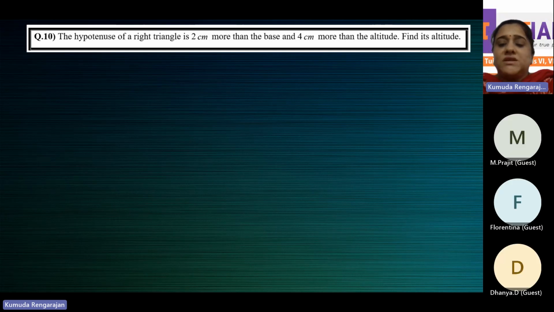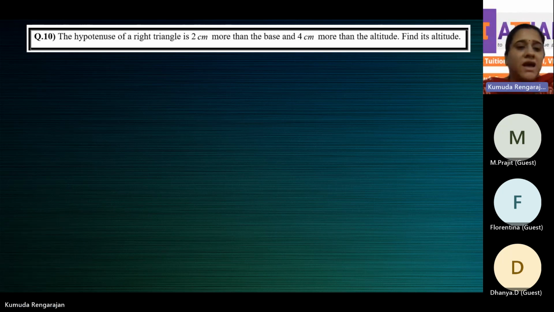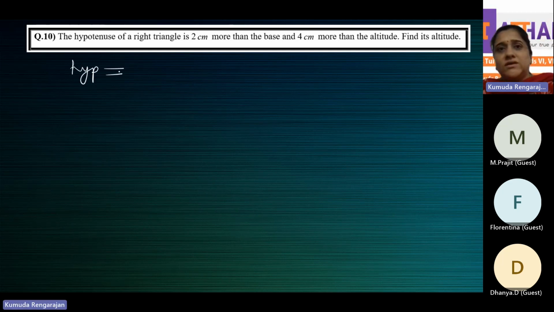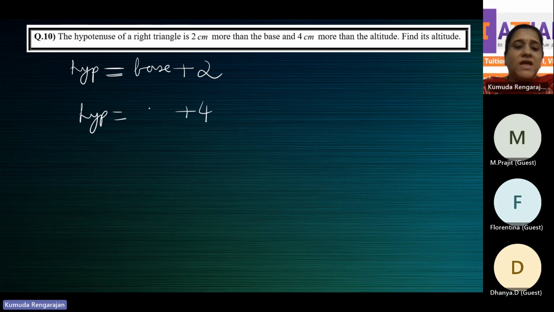The hypotenuse of a right triangle is 2 centimeters more than the base and 4 centimeters more than the altitude. See, the hypotenuse of a right triangle is means equal to, right? Hypotenuse is 2 centimeters more than the base, meaning base plus 2. And the same hypotenuse is 4 centimeters more than the altitude.